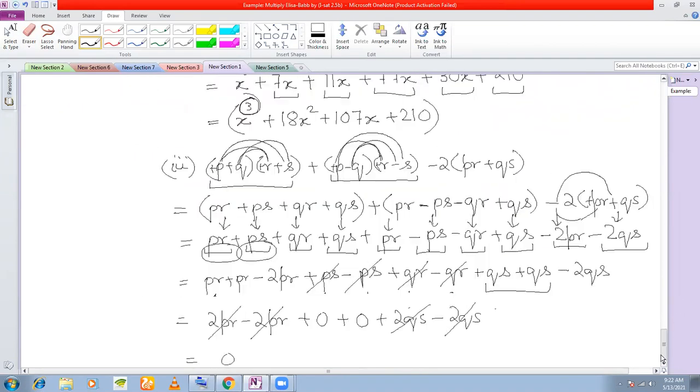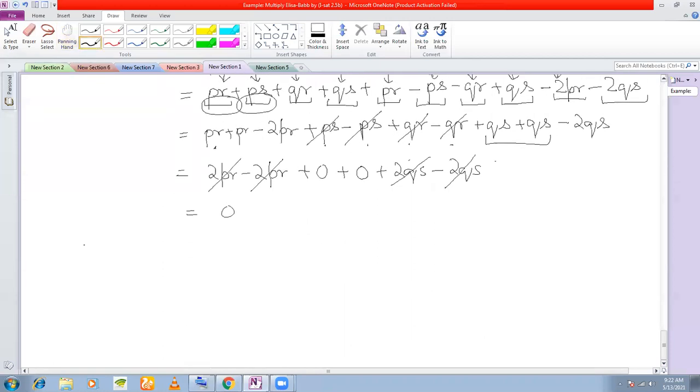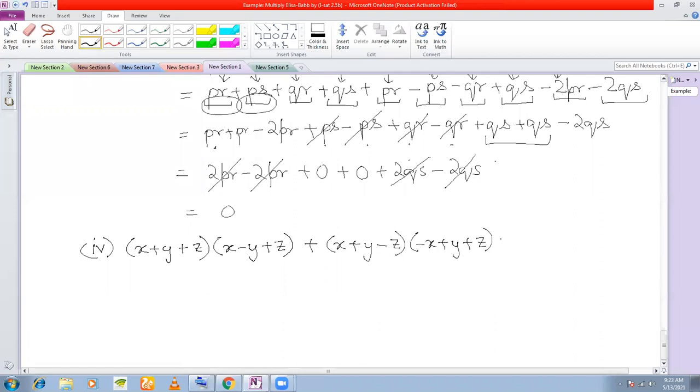We'll do the last sum from here, number 4. Number 4 looks a little long. We'll have to do it a little carefully. (X plus Y plus Z) into (X minus Y plus Z) plus (X plus Y minus Z) into (minus X plus Y plus Z) minus 4ZX. Okay.